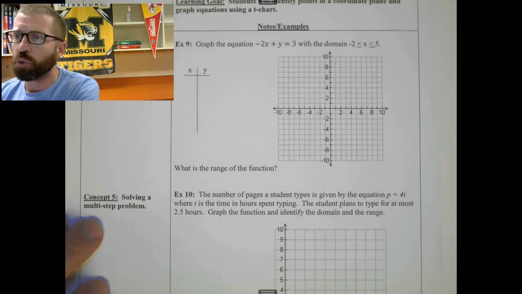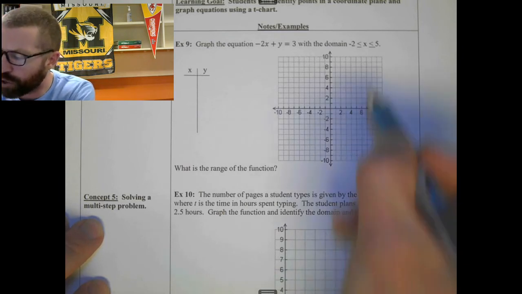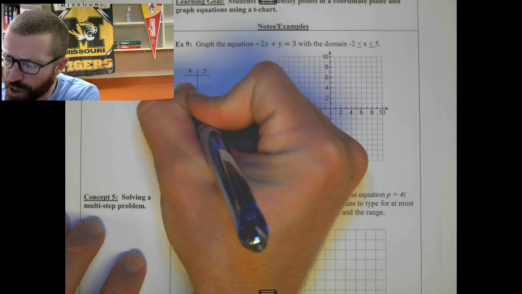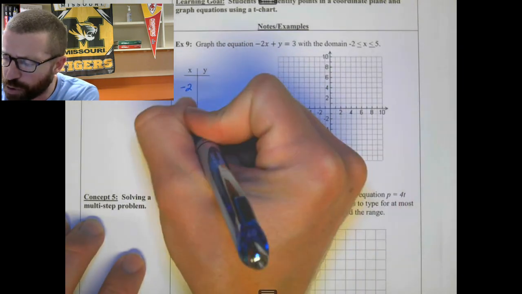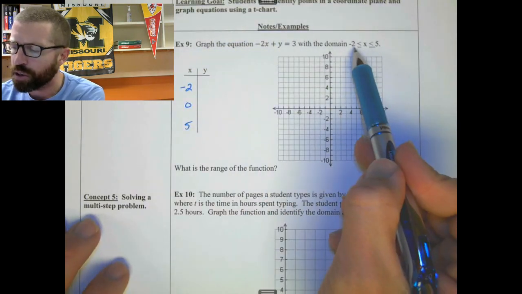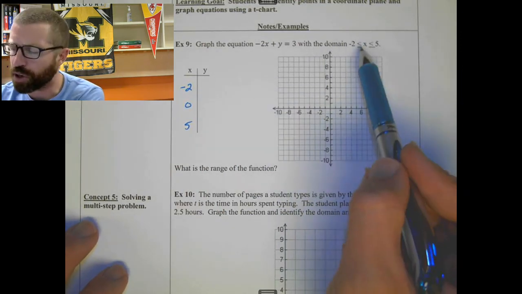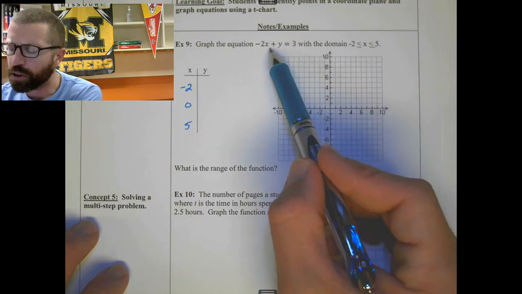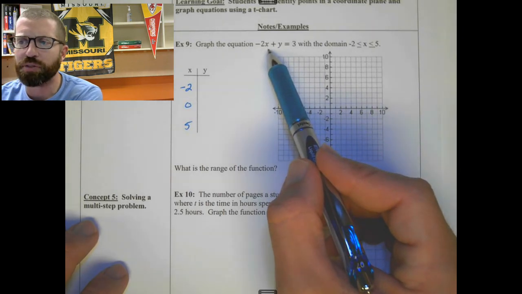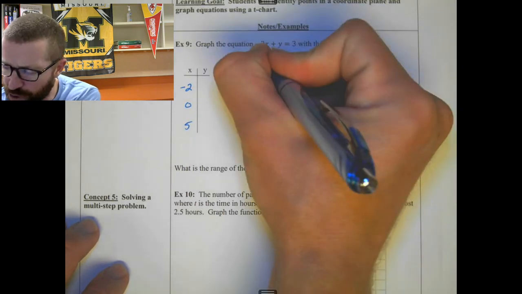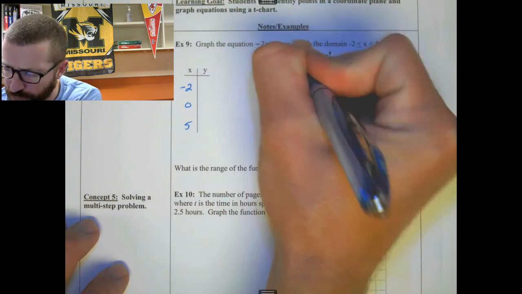Okay, let's look at 2 more. So the domain is from -2 to 5. So that means you probably want to put -2 and 5, and let's put 1 point in between when we're graphing them. You really only need the 2 points, but usually it helps to find a third point. And then I don't like this form because I'm going to have to manipulate the equation every time. So let's add 2x to both sides.